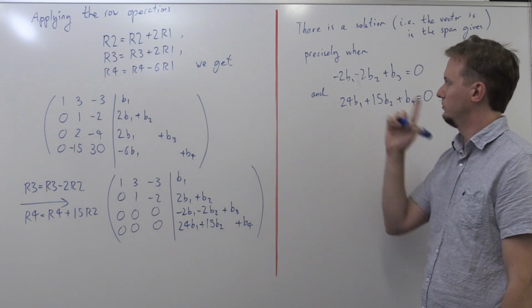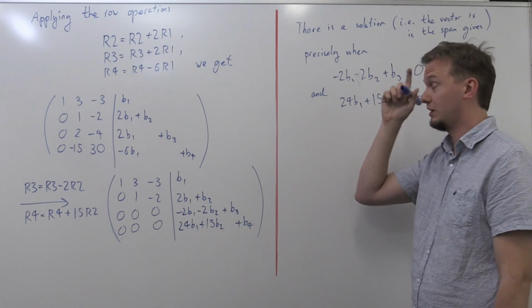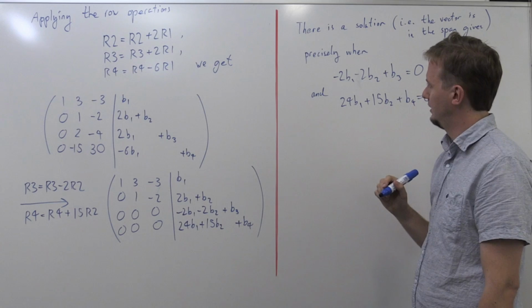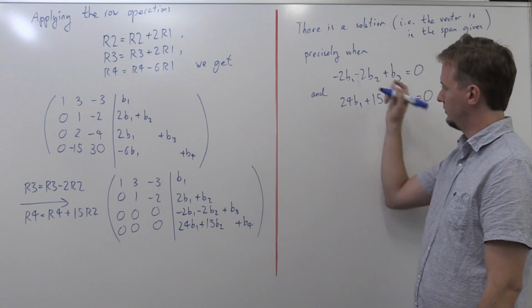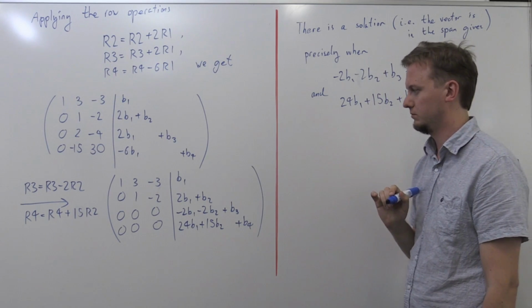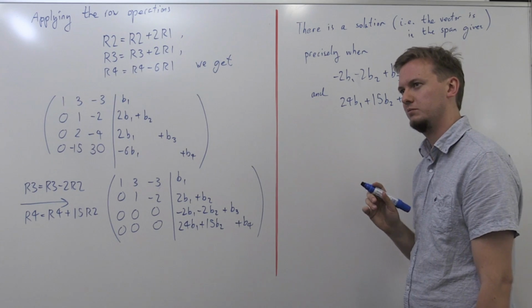Alright, so this does characterize precisely when this vector is in that span. So if these are non-zero, you don't have it in the span. When these are 0, you do have it in the span. So, any comments? Looks good.